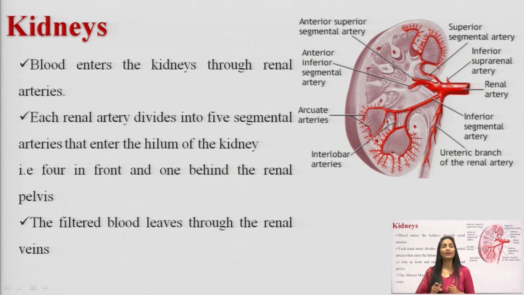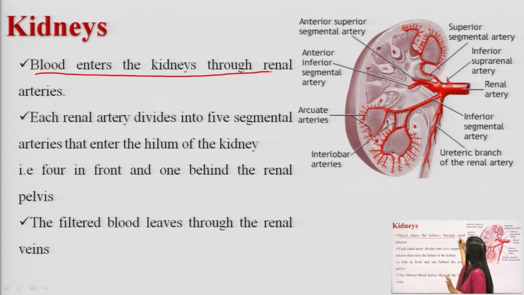Okay. And now we will discuss which arteries carry the blood into the kidney and which veins carry the blood out of the kidney. Here there are 5 important segmental arteries that enter into the hilum of a kidney. So, what are the 5 important segmental arteries? The blood enters the kidney through the renal arteries. You know how the blood will enter into the kidney?